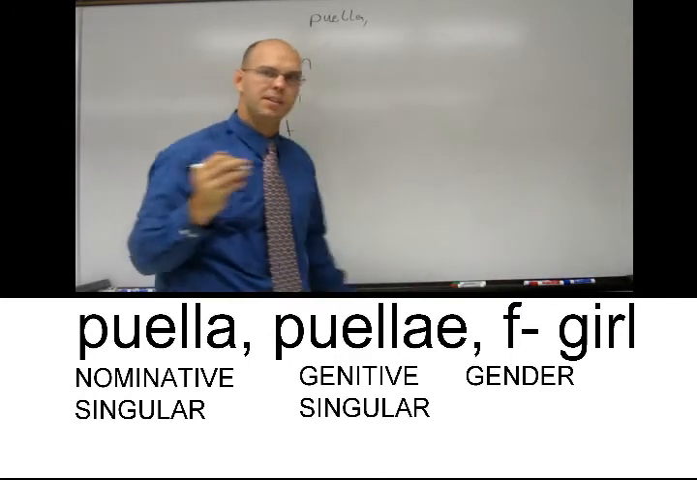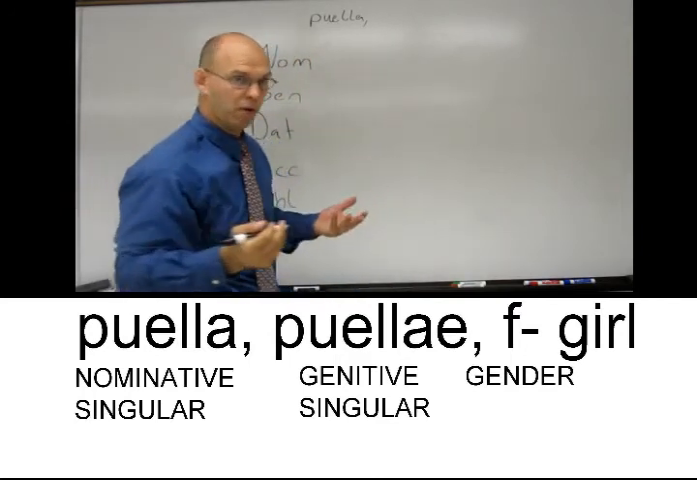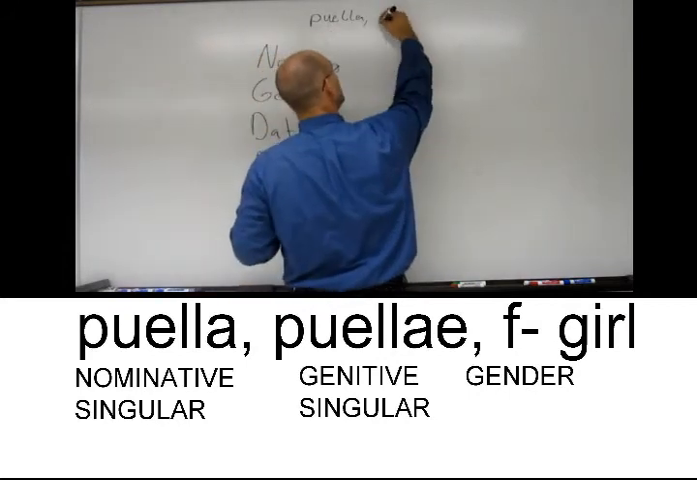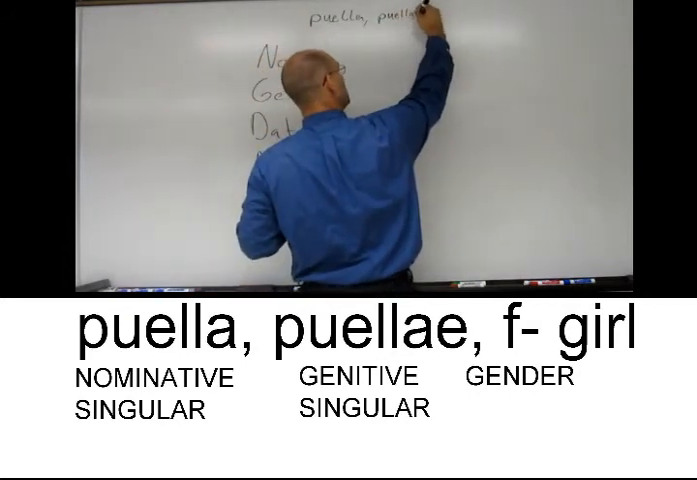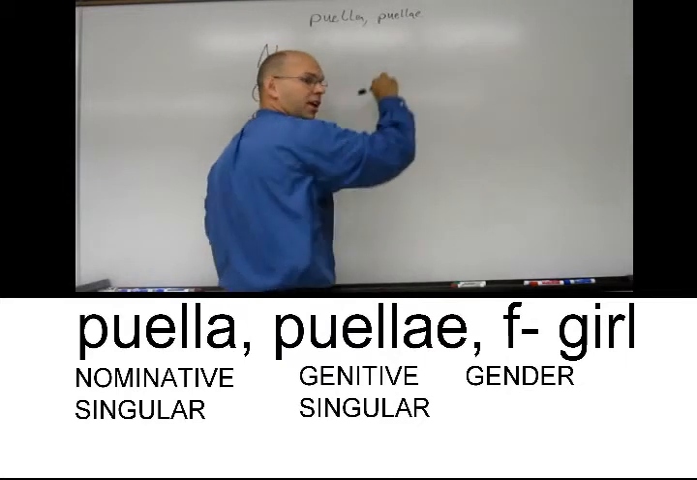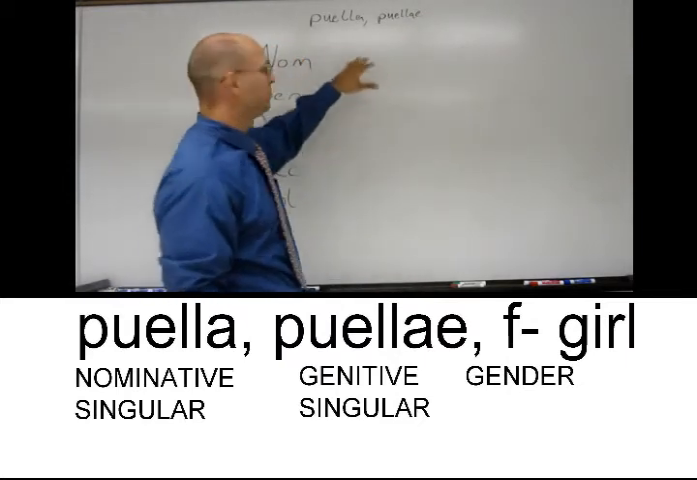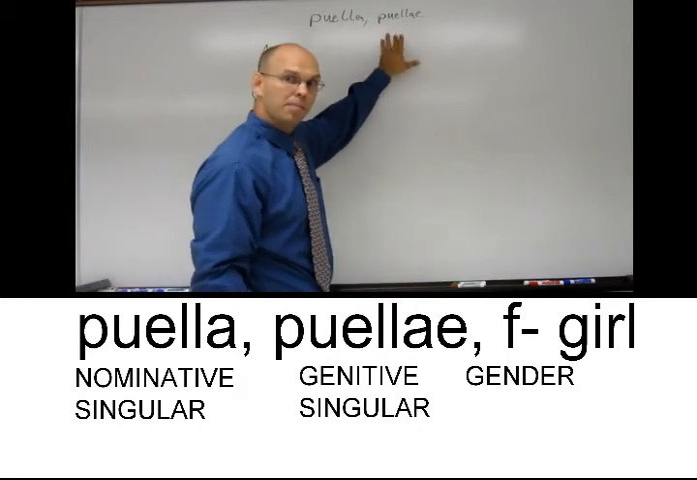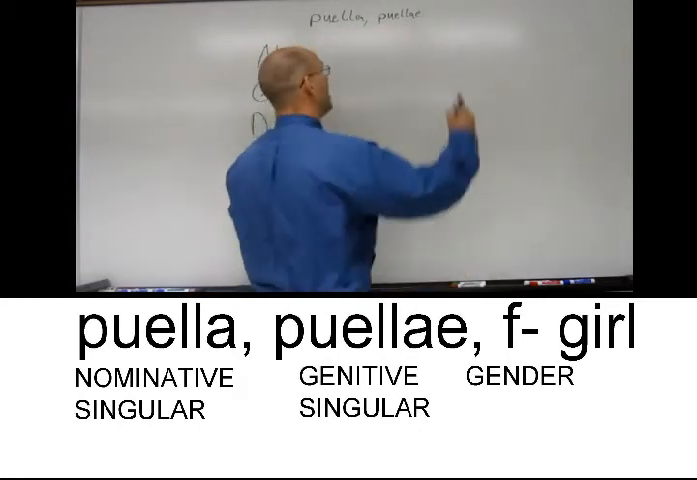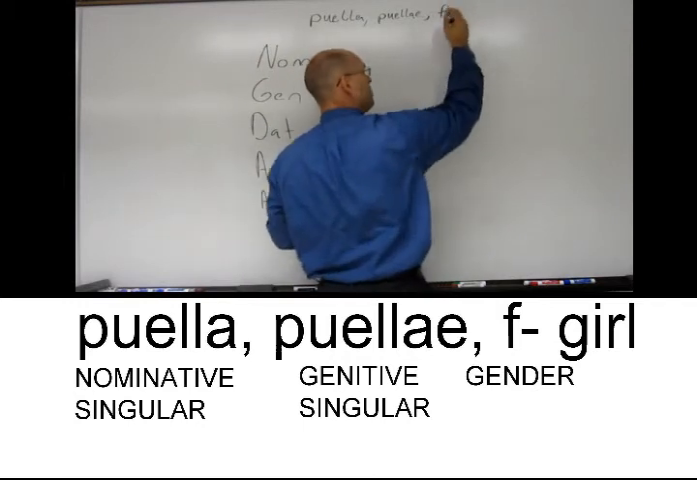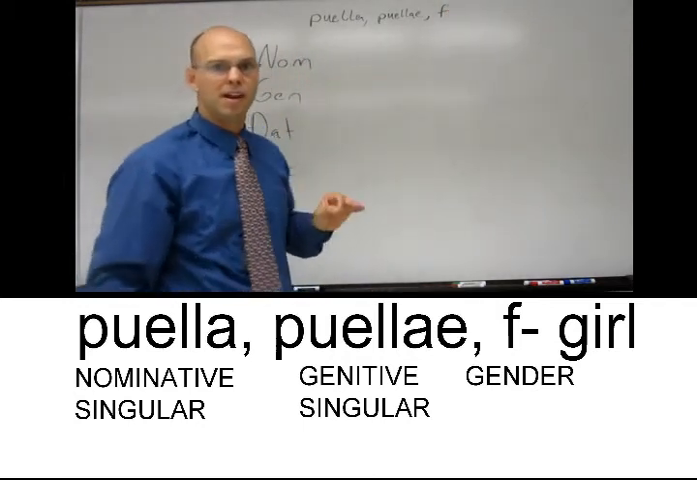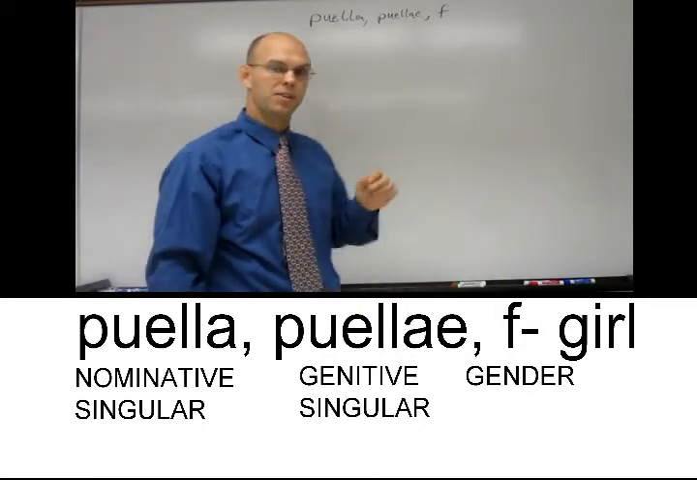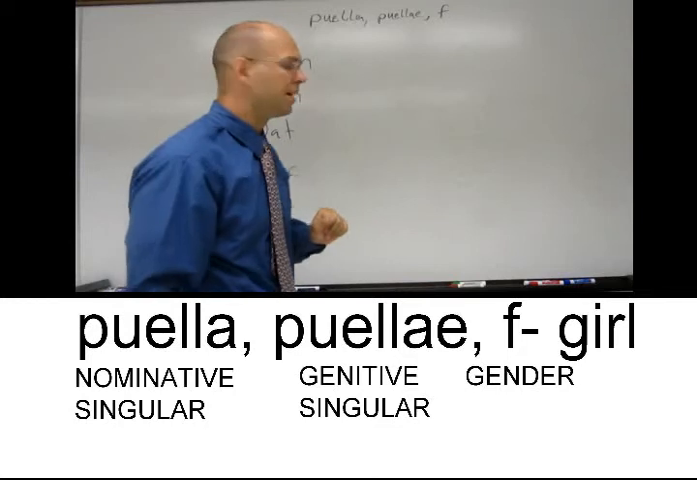If you saw this in the dictionary or in one of your vocab lists, it'd be listed puella, which would be the nominative singular, then puellae with the AE, which is the genitive singular. It's always in the dictionary for nouns written nominative singular, genitive singular, not the plural. And then its gender. Again, almost all the nouns of the first declension will be feminine, and I'll talk about a few exceptions at the end of this lecture.